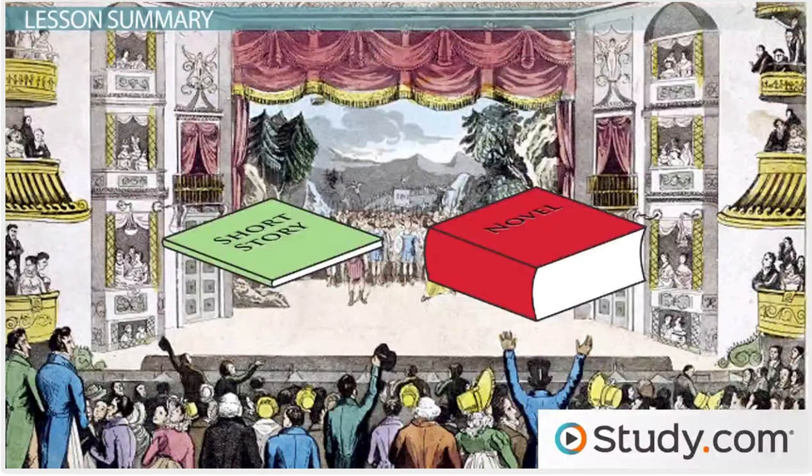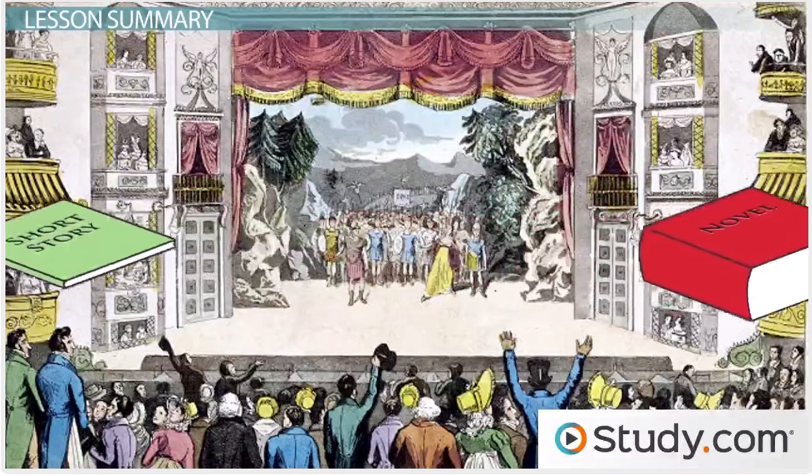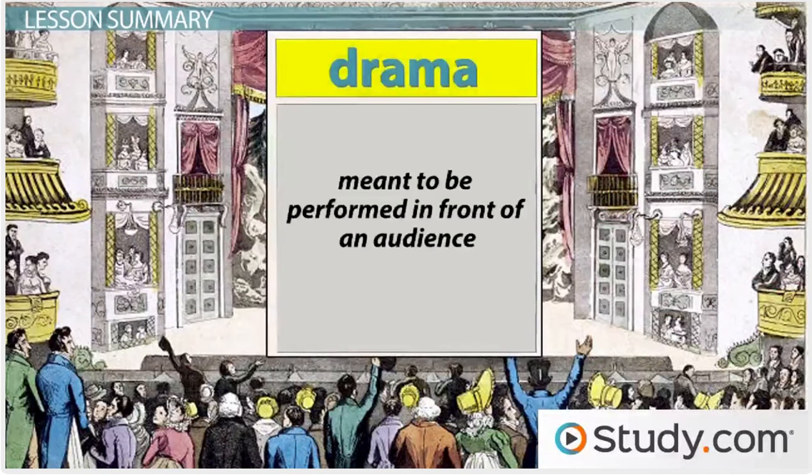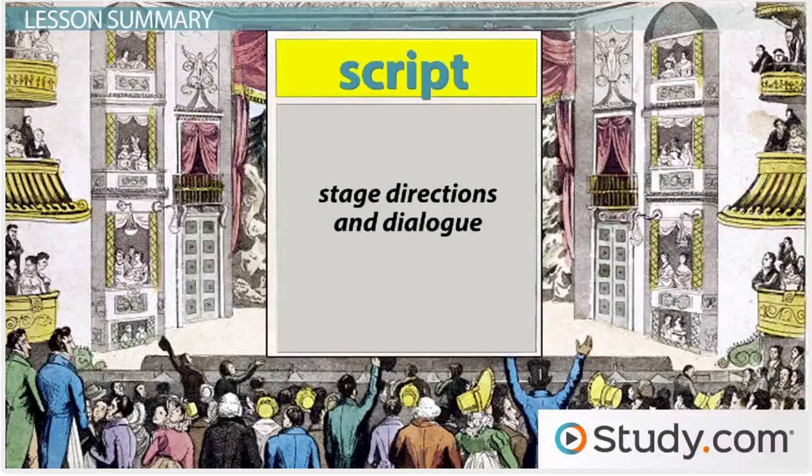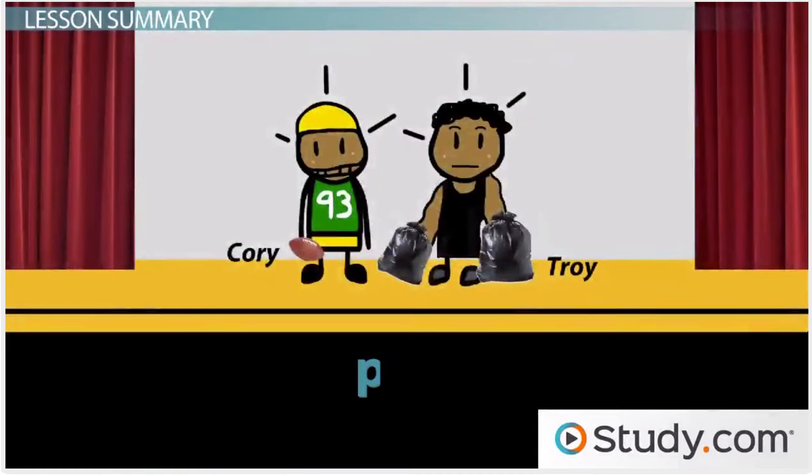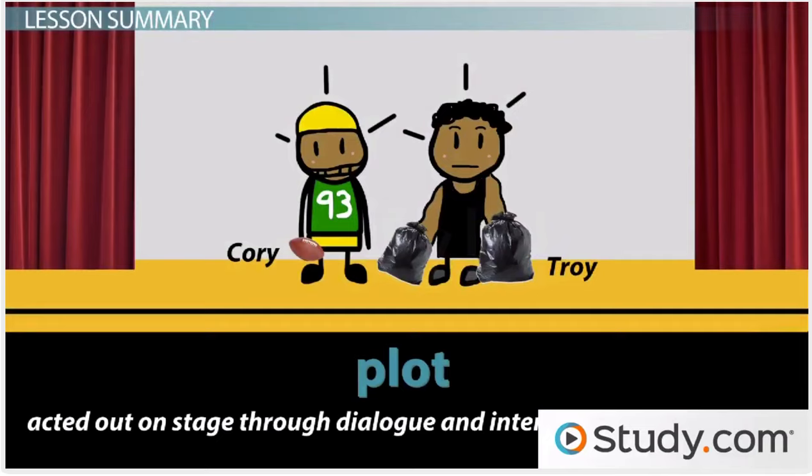In summary, a drama has many of the same elements as prose and novels. Unlike the stories that are meant to be read, drama is meant to be performed in front of an audience. This means that a script with stage directions and dialogue instructs the actors on how to best deliver the playwright's message. Sometimes the plot is very easily acted out on stage through dialogue and interaction with characters.